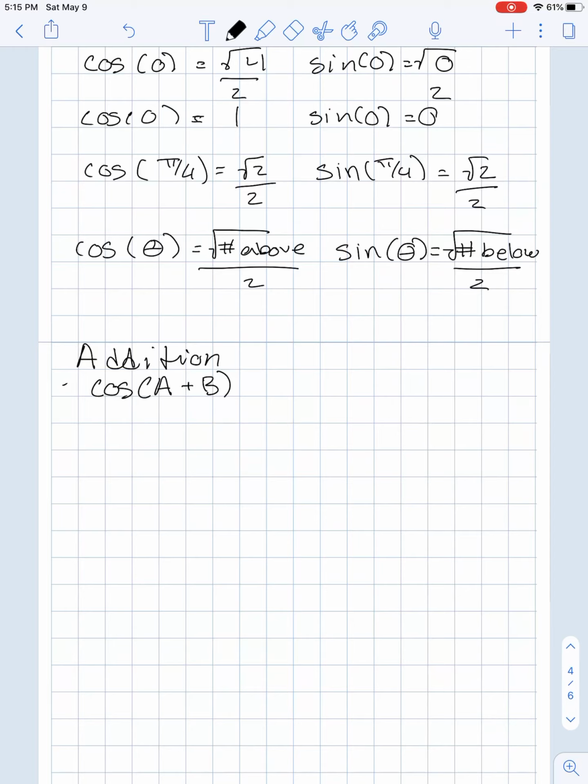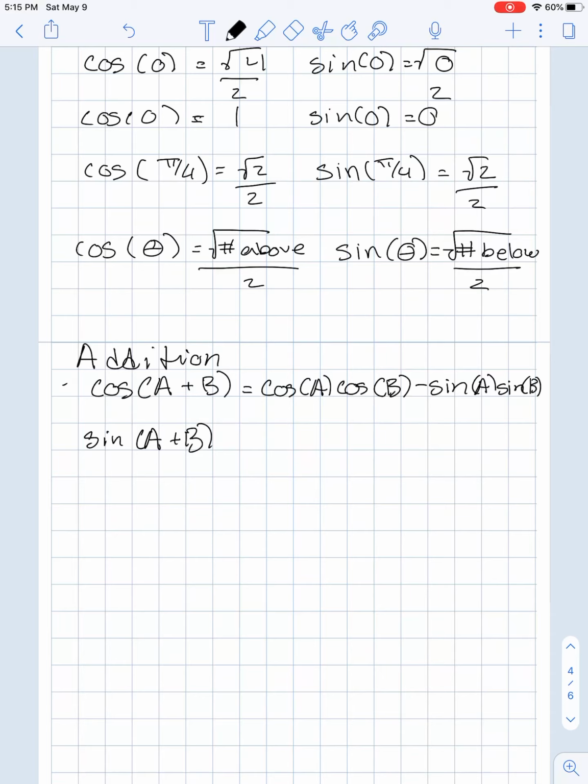So if I wanted to find cosine of pi over 4 plus pi over 2, I could add them right here and use this formula. I'm not going to derive this for you guys, mostly because it's very complicated and I don't know it. So cosine of A plus B is going to be cosine of A times cosine of B minus sine of A, sine of B.